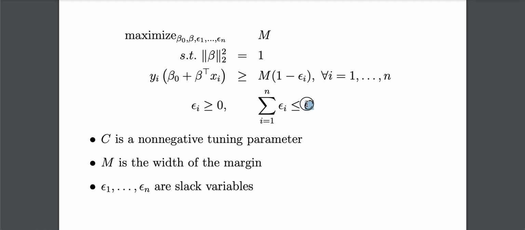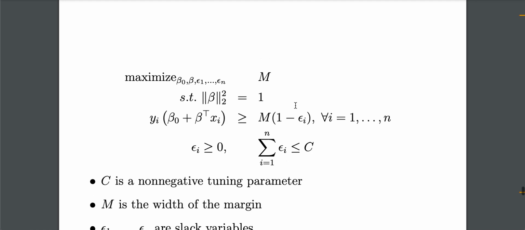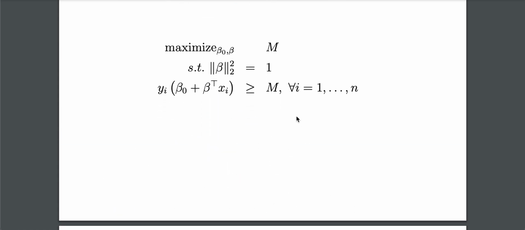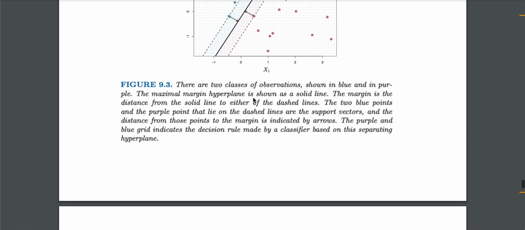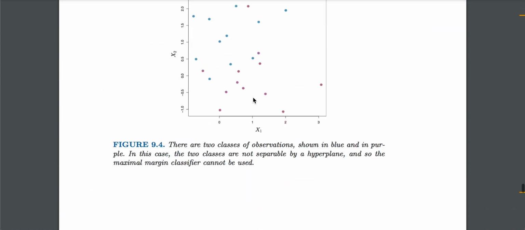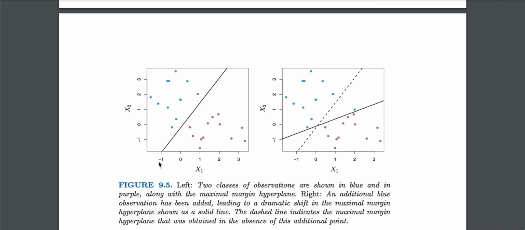If C is 0, it is non-negative, right? Then all the epsilon i's need to be 0, because epsilon i is positive. When they're 0, then essentially this optimization problem, when C is 0, reduces to the original we had here, right? And what was this? This was the maximal margin hyperplane, right? Like this hyperplane here, or this hyperplane here, right?